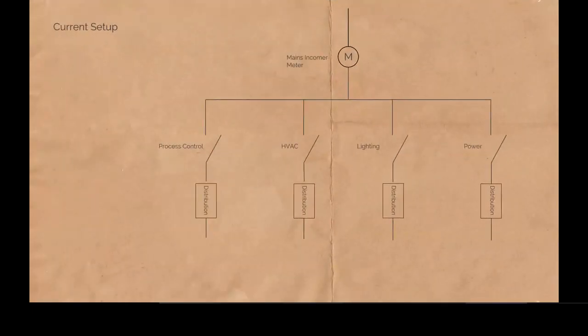So let's start with the submetering strategy. First and foremost, this is the current setup on site. We have a main meter. We know it's split and distributed between 4 outlets. We have process control, HVAC, lighting and power. So what options do we have?